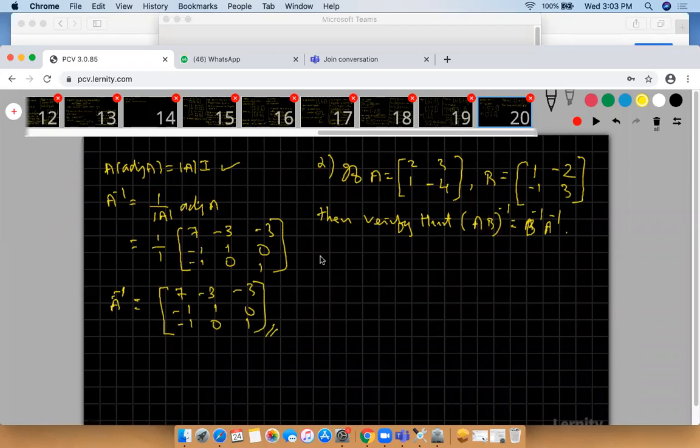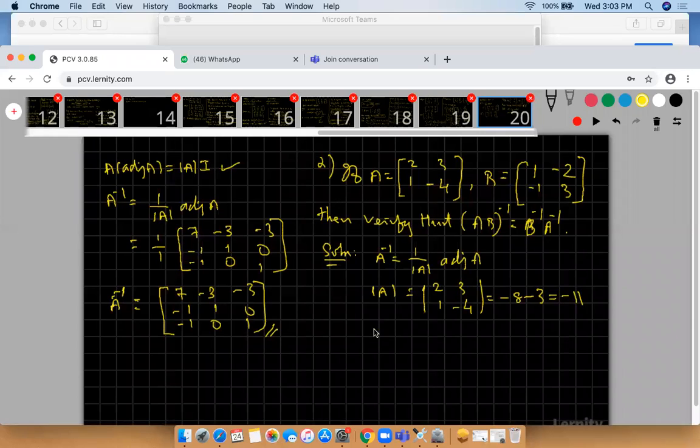Okay, right. First of all, find A inverse. What is the A inverse formula? 1 by determinant of A into adjoint of A. Okay, right. What is determinant of A? Determinant of A is 2, 3, 1, minus 4. What is the value of this determinant of A? 2 into minus 4, it is minus 8. This is 1 into 3, it is 3. Minus of 3. So therefore, minus 11.